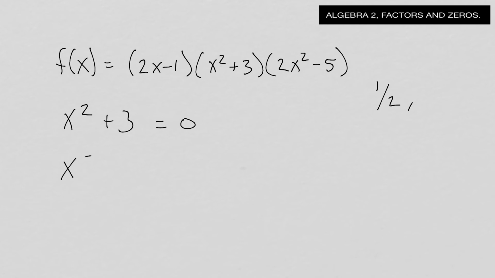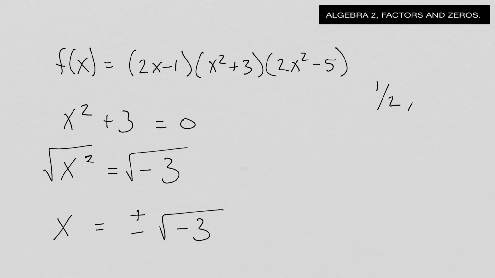So subtracting 3 from both sides, we have x squared equals negative 3. Now once again, I have to introduce a square root sign to solve for x. It wasn't there, but to get x by itself, I have to introduce a square root to both sides. That cancels out the square, leaving x by itself. But when I introduce a square root, I have to add this plus or minus. So plus or minus the square root of negative 3.